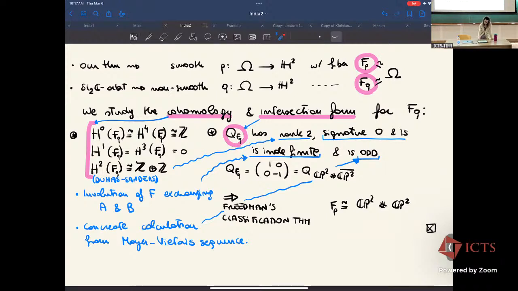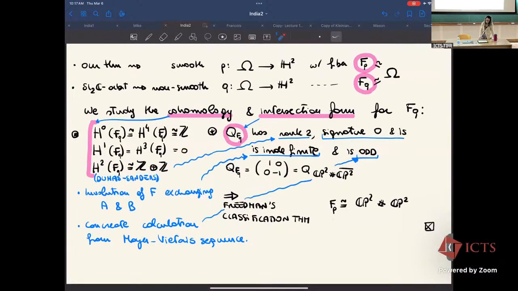The part that I think is hard is really understanding the parity. The fact that it is rank 2 comes from the calculation of the homology. Signature 0 and the indefiniteness come from this involution of the fiber. But the oddity is the one that for a while we thought we wouldn't be able to do. And then, okay, we were able to just do it concretely. And once we have that, you see that your intersection form is this one, and Freedman tells you that the fiber is CP2 connected sum CP2 bar.